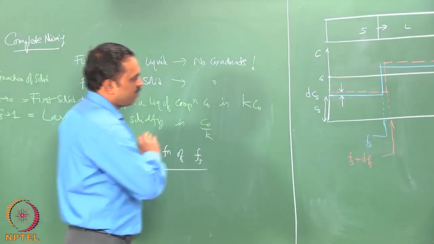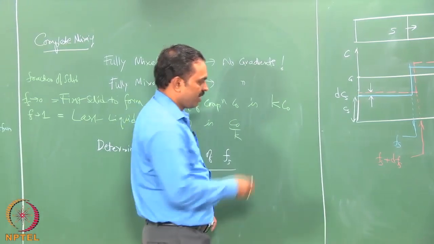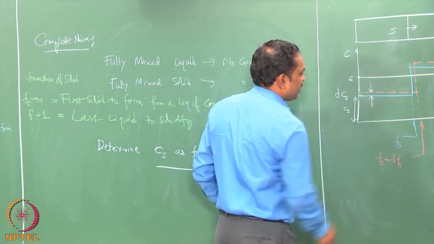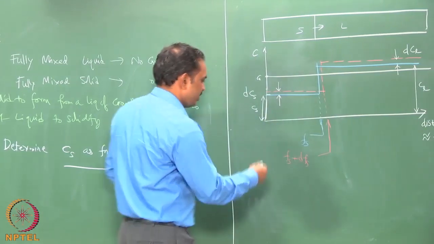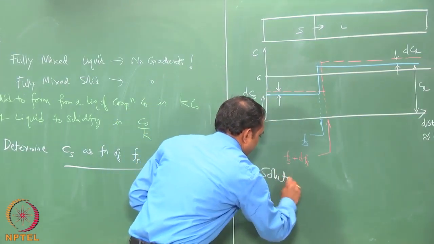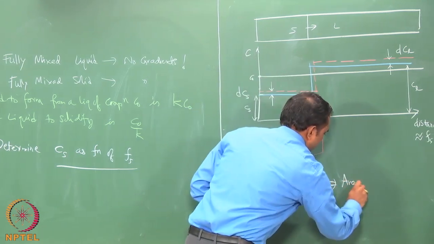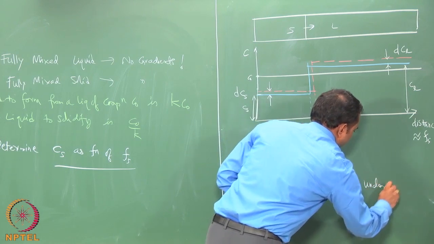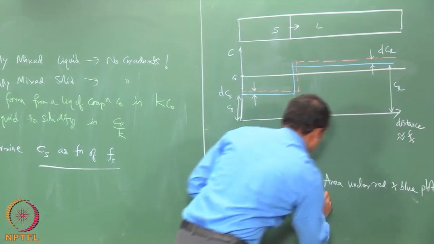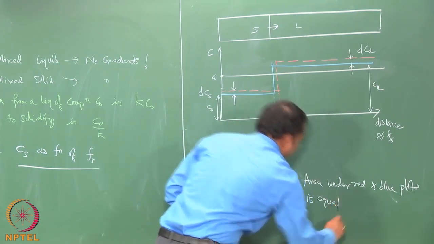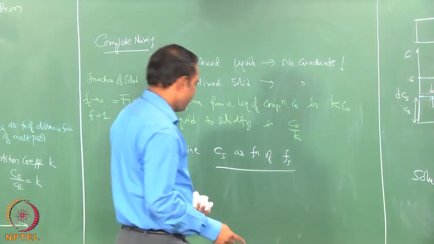Now we then perform solute balance, which is basically to conserve the amount of solute that is there. And solute balance should then be written in such a way that the area under the blue curve is equal to the area under the red curve. Okay, so that is what is solute balance. Implies the area under the red and the blue plots is same. Okay, that is when the solute conservation has taken place.